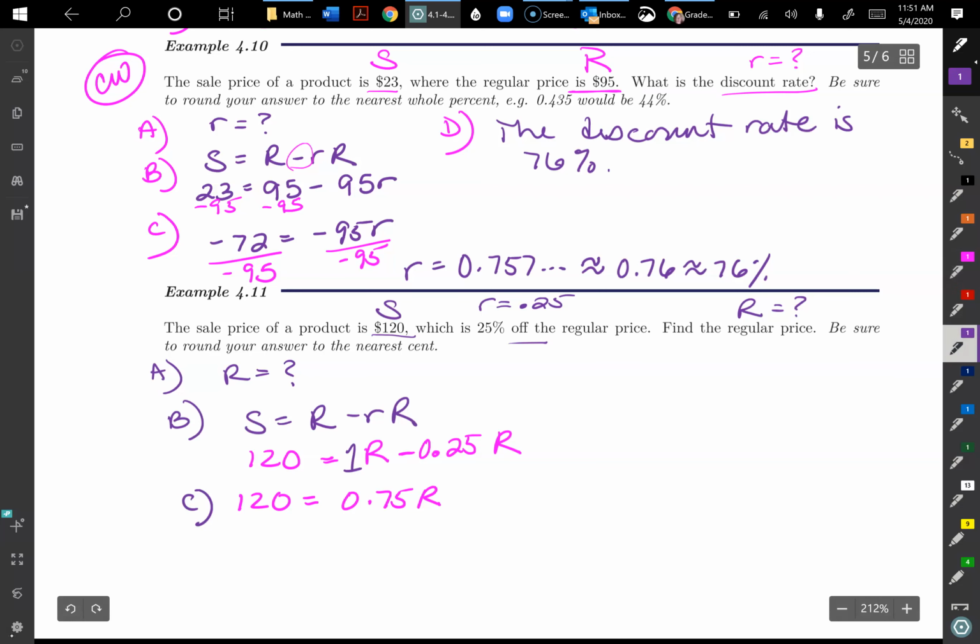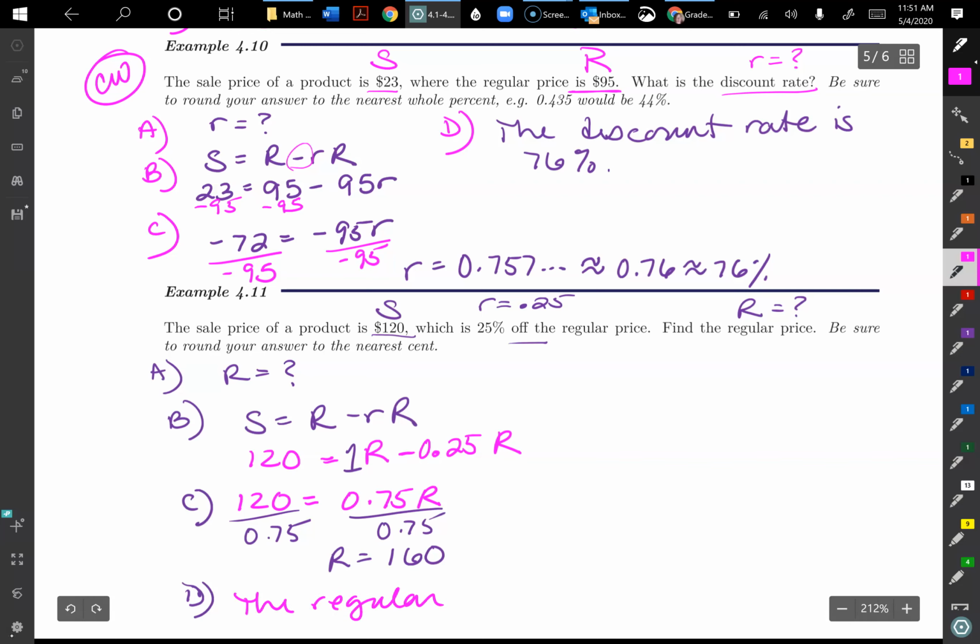And then we can divide both sides by 0.75, and we get R equals 160. So our final answer for our sentence is the regular price was $160. Do make sure that you have your symbol, or you can actually write out the word dollars. That's up to you. Maybe I'll do this one that way. 160 dollars. Just so you see that both can work.